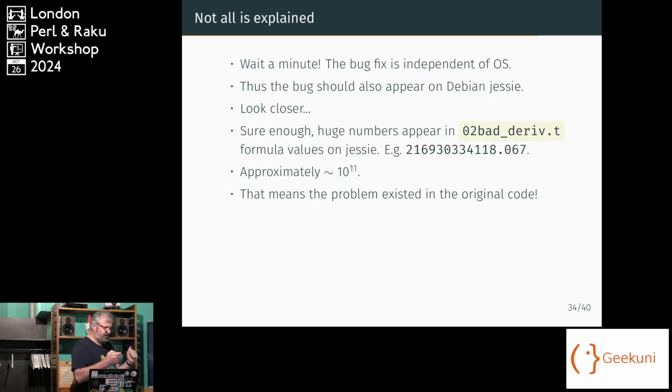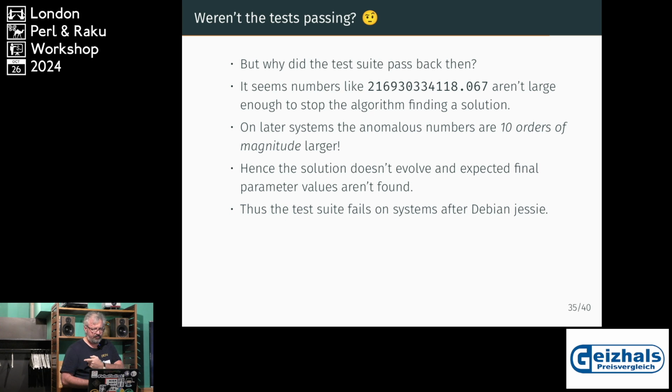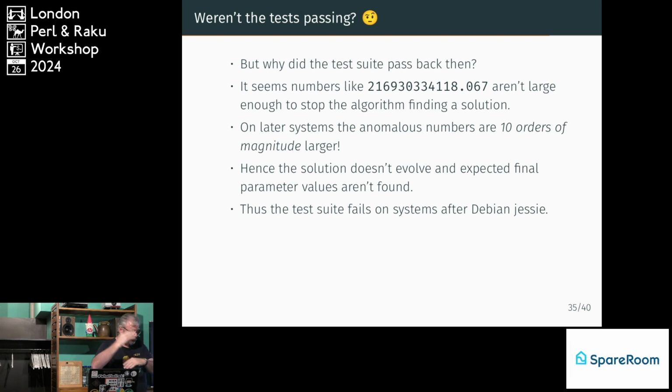And I'm like, but hang on, this doesn't explain why things fail between Jesse and Stretch. I mean, this isn't independent of operating system, and that would mean that the big numbers must have occurred back in Jesse. So having a dig, I found things like this turning up in the data. It's like, okay, so it existed in the original code, but why did the test suite pass? So my guess here is that you've got this big number, but it wasn't sufficiently large on the Jesse system for the solution, or for the curve fit thing to actually evolve to the correct solution.